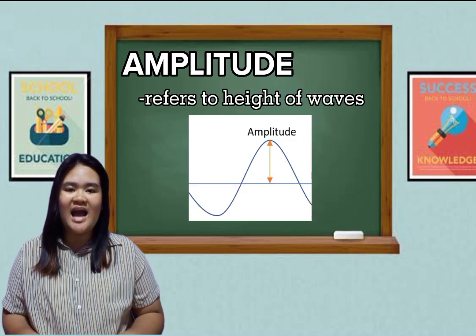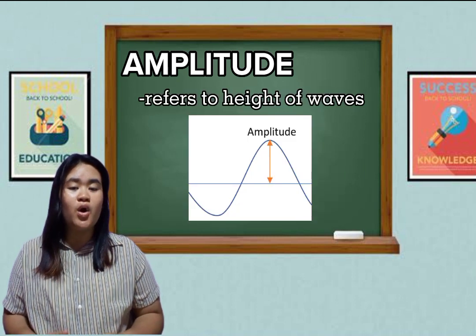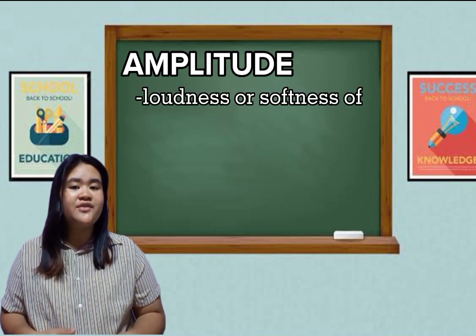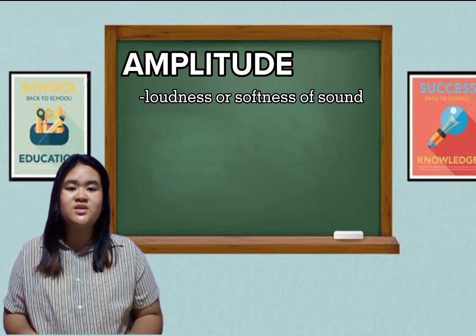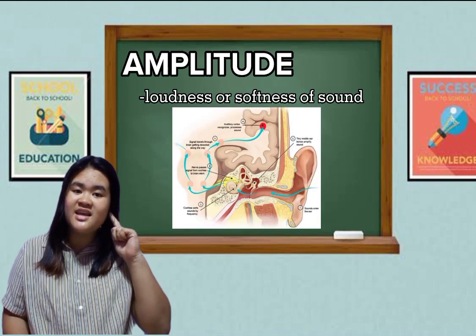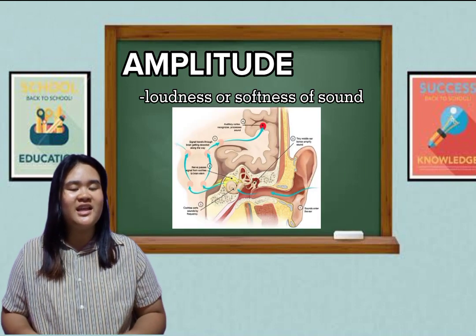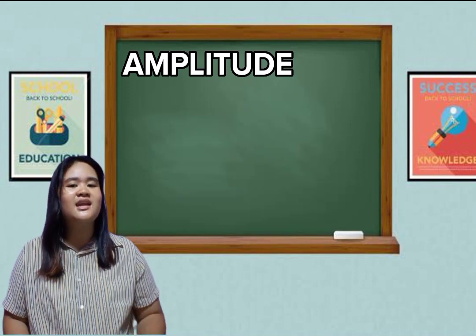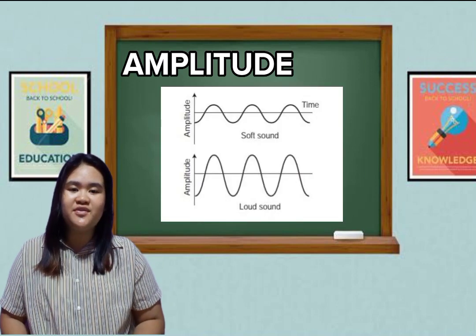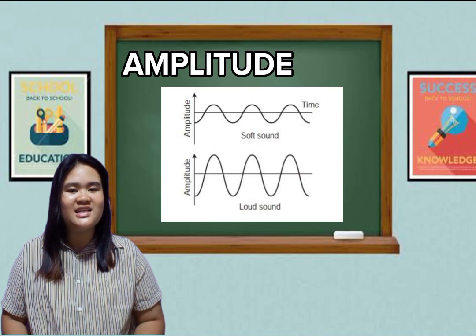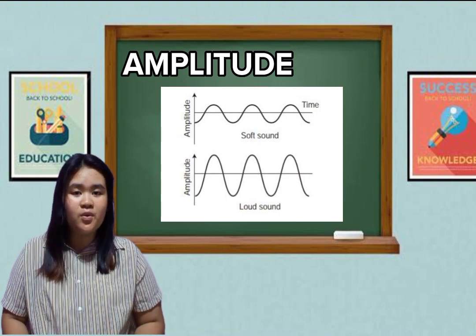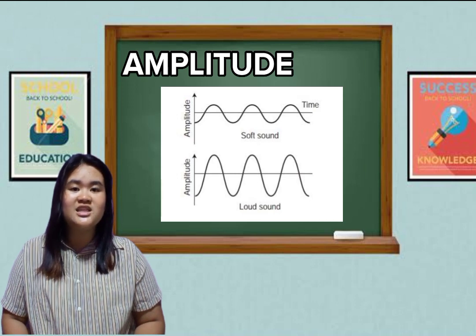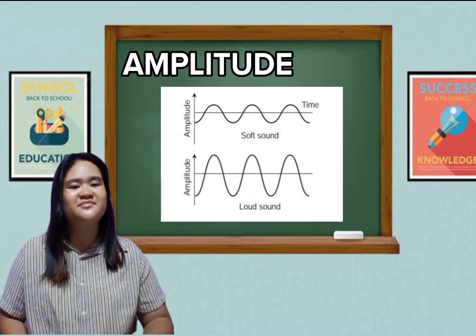Amplitude refers to the height of waves as they move or vibrate. This refers to the loudness or softness of the sound produced as perceived by the ears and interpreted by our brain. The higher the amplitude of the wave, the louder it is perceived by our ears. The lower the amplitude of the wave, the softer it is perceived by our ears.